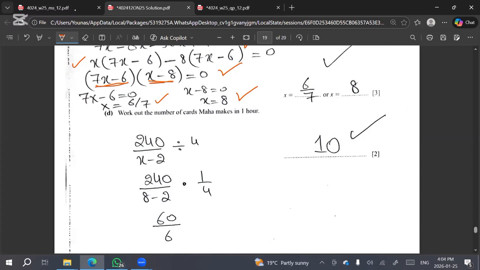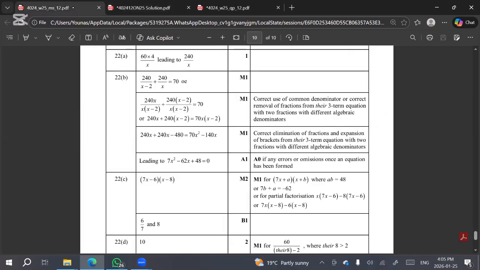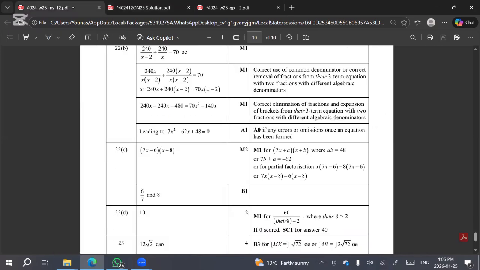In 4 hours, she makes 240 divided by x minus 2 cards. So for 1 hour, divided by 4. Put the value of x as 8, not 6 by 7, because that will make this thing negative. So 240 divided by 8 minus 2, that is 6. This 4 is cancelled, we get 60. So 60 by 6, that's 10. So Maha will make 10 cards in 1 hour.